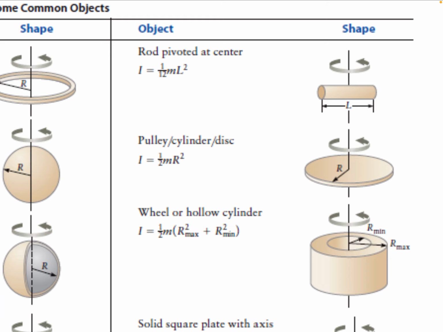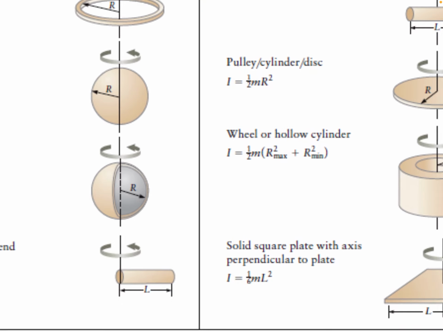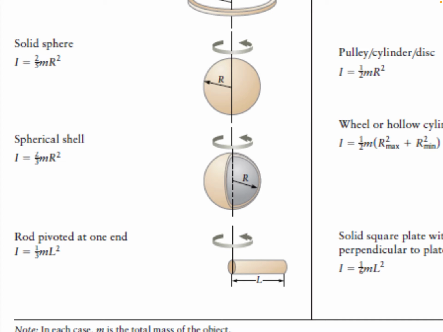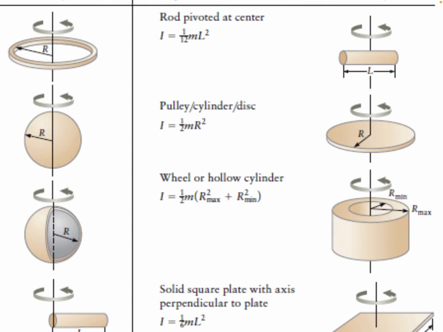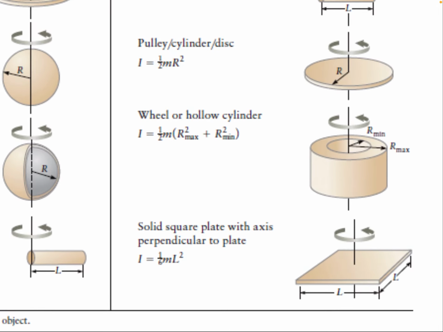And you'll find that it's a lot easier to rotate around the center than it is to rotate around one edge. And that's shown here in the formula. The moment of inertia rotating around the center is 1/12 ml squared. Rotating around one edge is 1/3 ml squared. And we've got a couple of other important shapes. A pulley or a cylinder or a disc. Those have a moment of inertia of 1/2 mr squared.